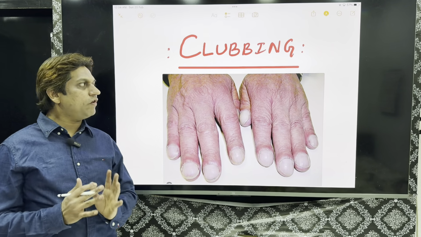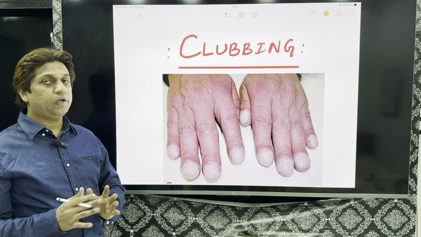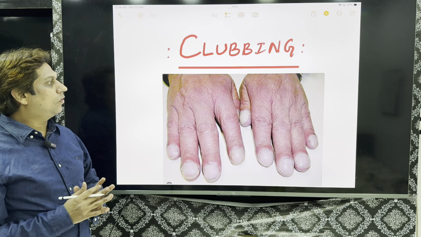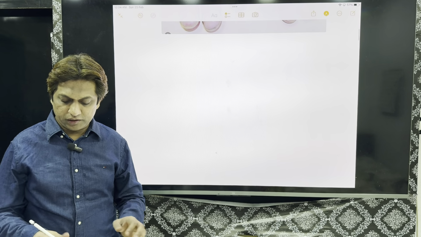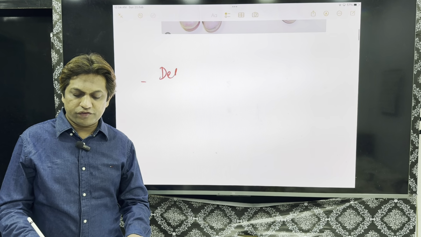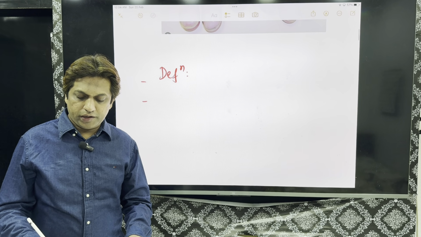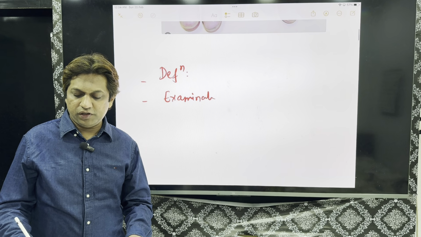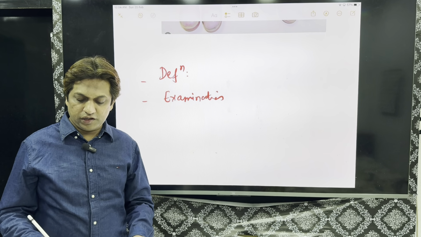Hello friends, today we are going to discuss a very important topic in clinical medicine, finger clubbing. We will discuss this topic under the following headings. First, we will see the definition of clubbing and how to examine for finger clubbing, that is the examination. Usually it is done in general physical examination.